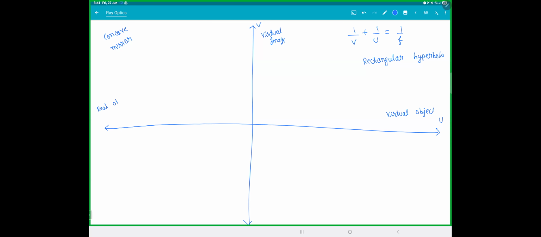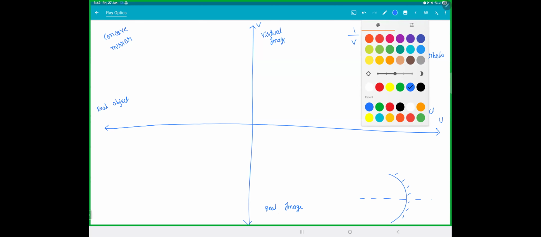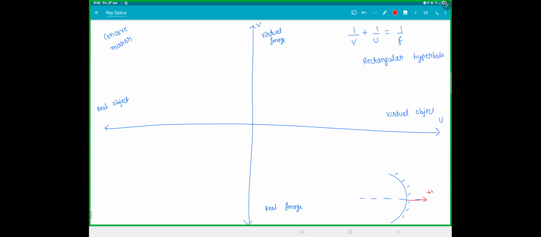Can you plot this graph? How will the graph look like? Try, I'll give you a minute. You have to draw a graph of V versus U. Right is positive, left is negative. How will this graph look like? Think.